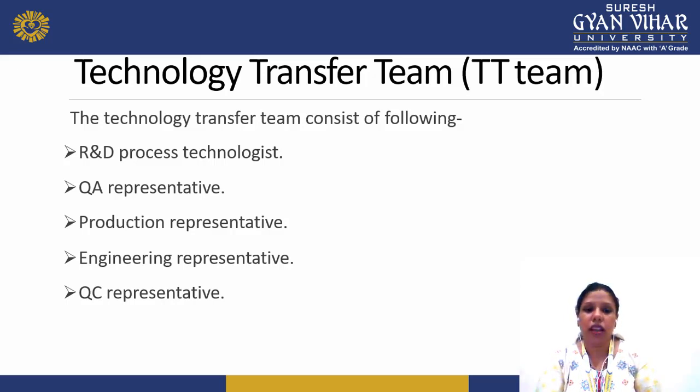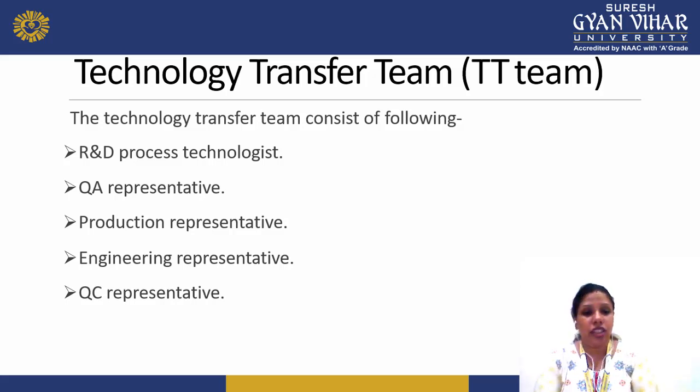The production representative is there because we are transferring the process from the R&D scale to the production scale. So obviously, at the R&D scale, the R&D process technologist is the giver of the technology, and there should be some taker, an acceptor, who will take it. That is, the production representative should be there, who will then follow the technology in the process.